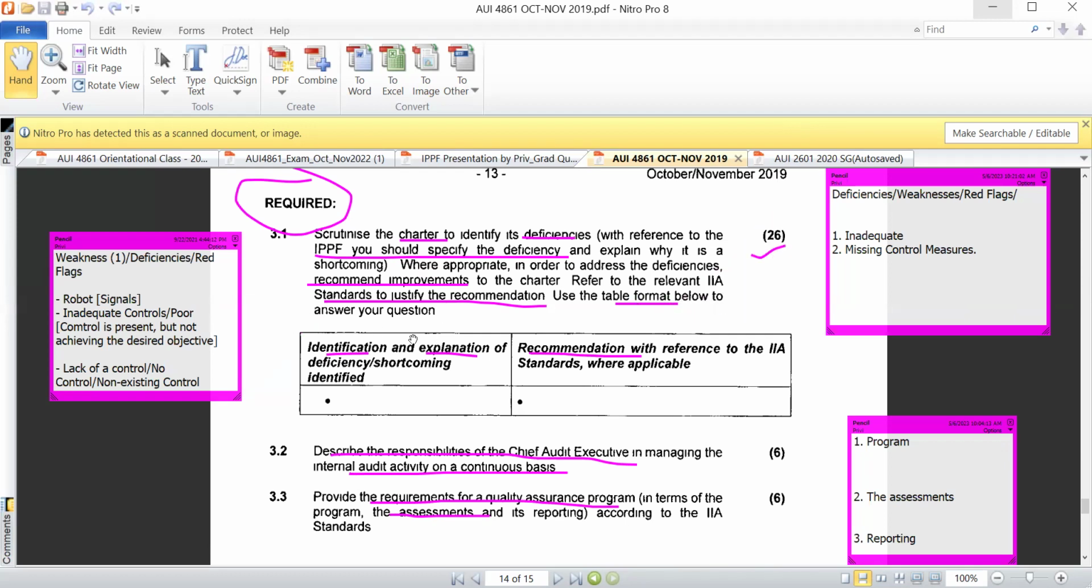So notice there are 2 columns here. One is where you are identifying and explaining the deficiency or the shortcoming in the charter. Remember, scrutinize the charter and identify the deficiencies. So that's what they're asking you to do. Identify the shortcomings, the deficiencies, and explain them. Do you see it now? And then on the other side, they are expecting you to give appropriate recommendations with reference to the IIA standards where applicable. So do you see now, that's another way by which they can test you on the IPPF, other than what you see in question 4.